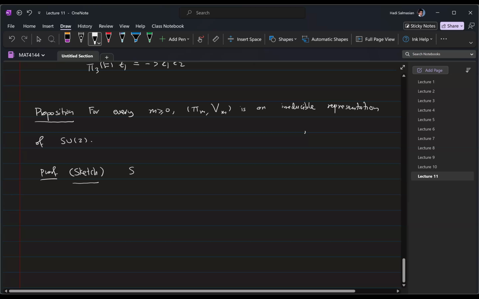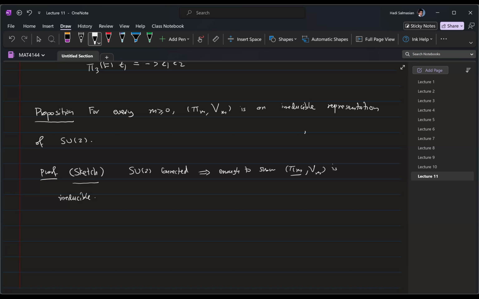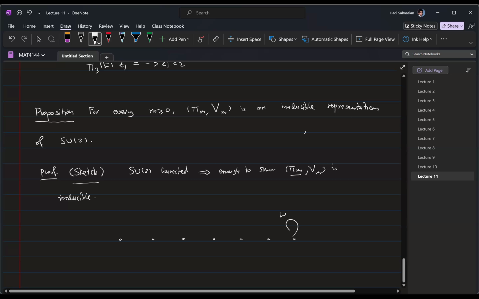First, SU2 is connected. Therefore, it's enough to show that pi_m on V_m is irreducible as a Lie algebra representation of su2. Now suppose this module is reducible. How can this happen? There's some proper invariant subspace. Let's look at this picture. I'll draw these dots that represent these vectors with the H action and so on.